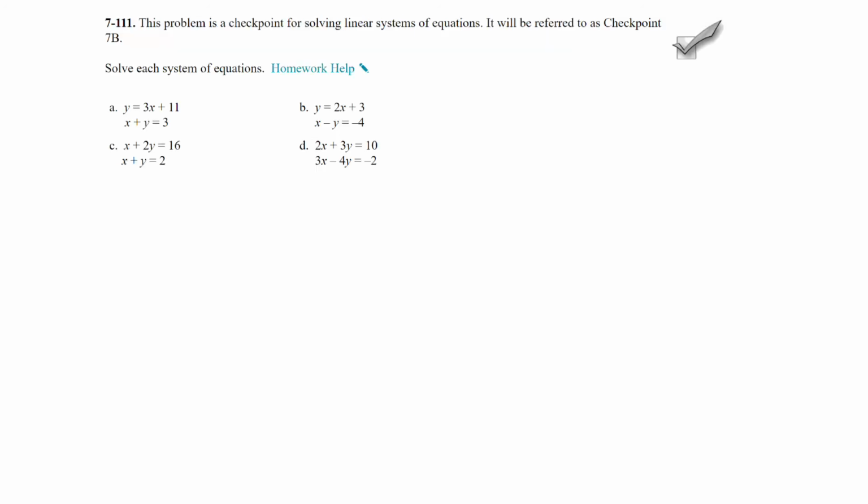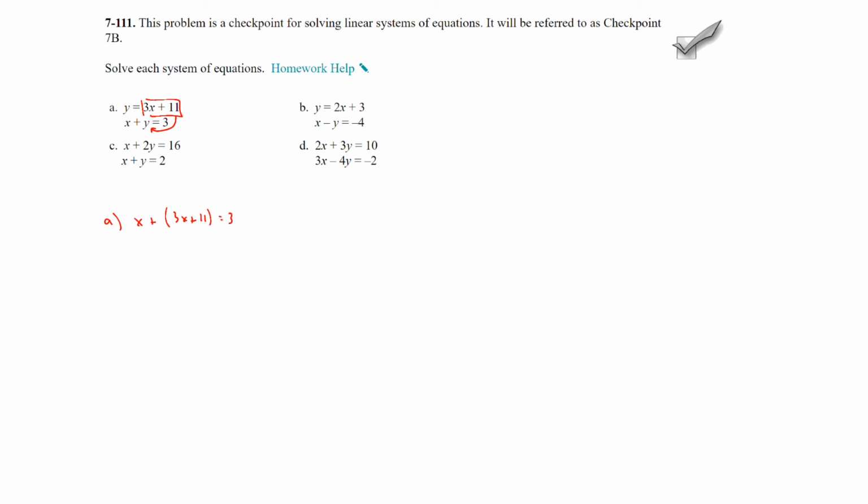Question 111. This problem is a checkpoint for solving linear systems of equations. It will be referred to as checkpoint 7b. Solve each system of equations. So in part A, it's set up for substitution. 3x plus 11 is going to get substituted in for the y value into the second equation.